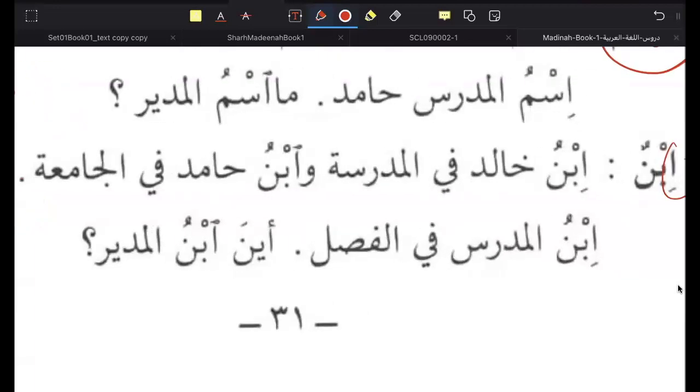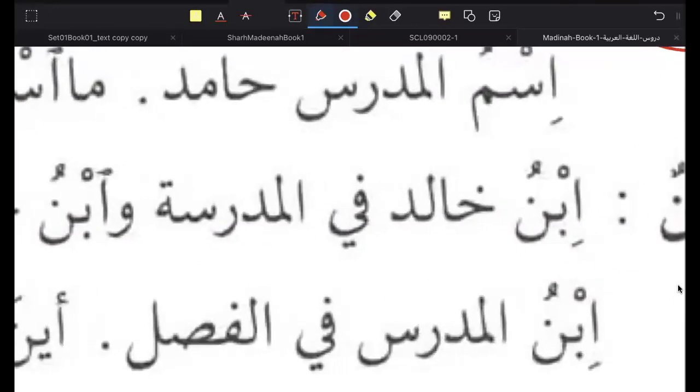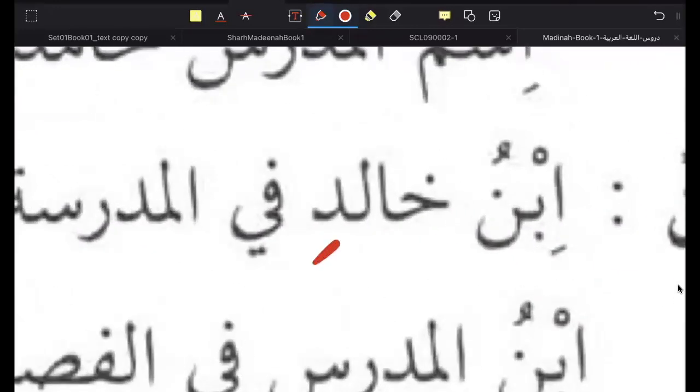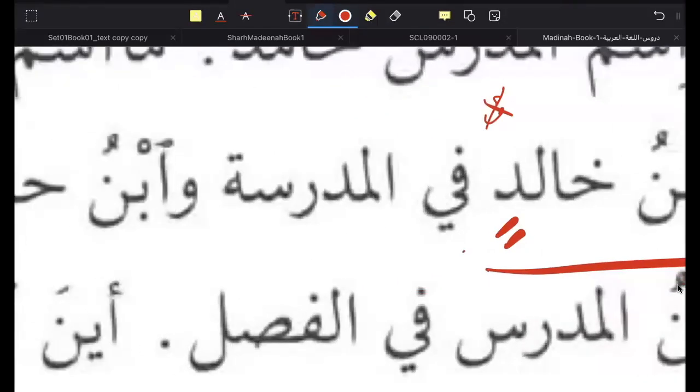Okay, so we have both of them here. For example, we have Ibnu Khalidin. Should have been Khalidun, but it is Khalidin. This is one way. And the second way is after a preposition, fil madrasati. Fil madrasati.